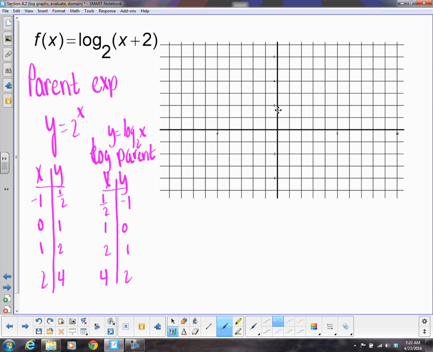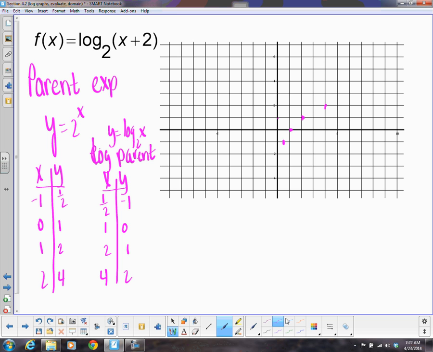So now we're going to go negative 1. We go up 1/2, we go 1. Oh gosh darn, I did not do that well at all, did I? We go over 1/2, down 1. We go over 1, up none. We go over 2, up 1, and over 4, up 2.